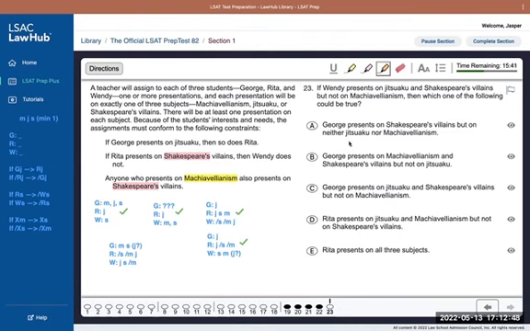All right, so A, George presents on Shakespeare's villains, but on neither J nor M. That's not going to work. B, George presents on M and S, but not J. That's the correct answer. And we don't even have to read the other ones. We've already confirmed that that could be true.